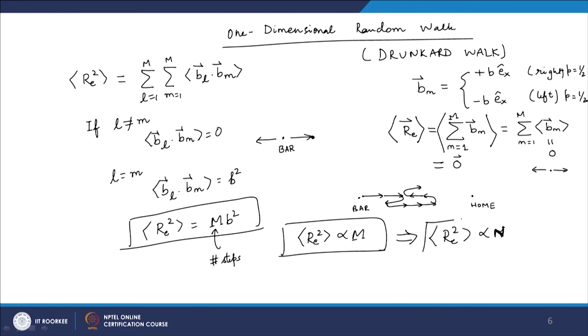Okay. So what we are able to show you is there are two different kinds of model. One is a freely jointed chain, and another one a one dimensional random walk or a drunkard walk, and both give you the same result, that the mean squared end to end distance is proportional to the number of steps, and that is what I refer to as an ideal chain model.